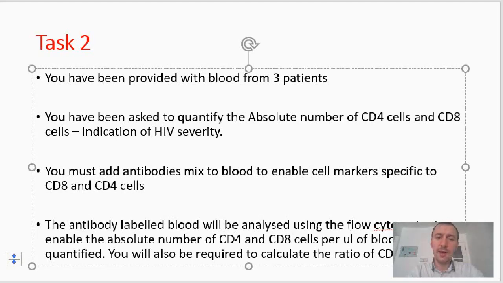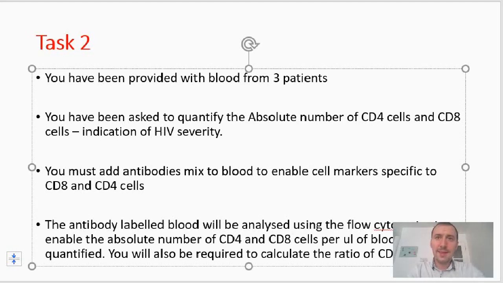Okay, for task 2, it will be focused on flow cytometry. You'll be provided with blood from 3 HIV patients, and you'll be asked to quantify the absolute number of CD4 cells and CD8 cells, and from this provide an indication of HIV severity.